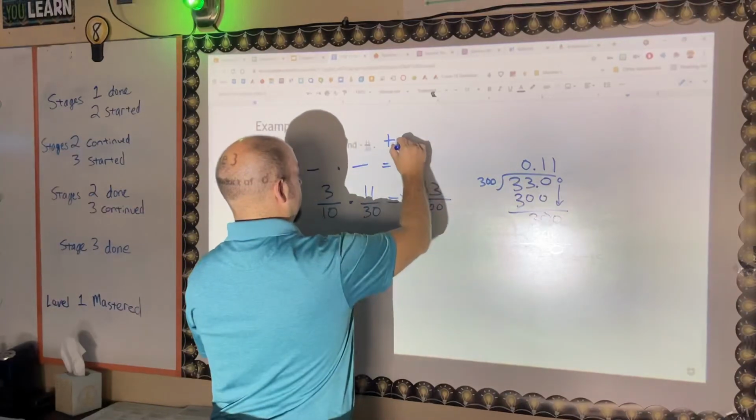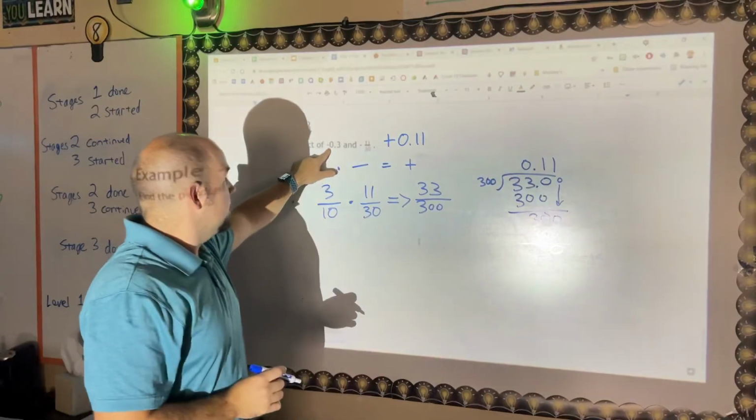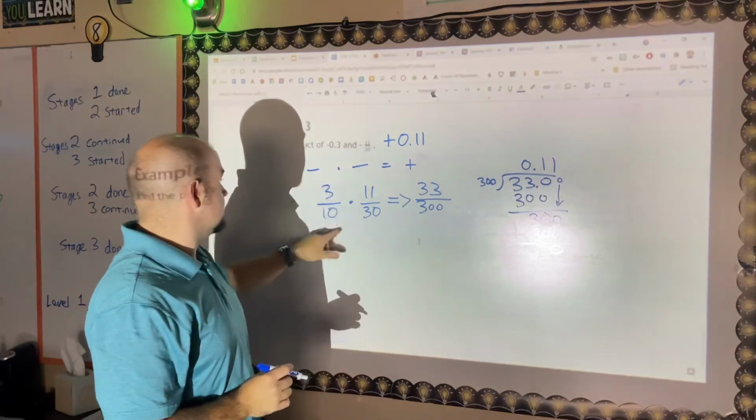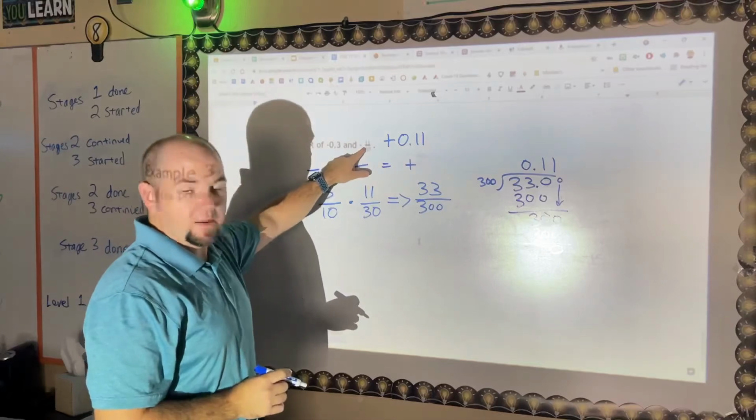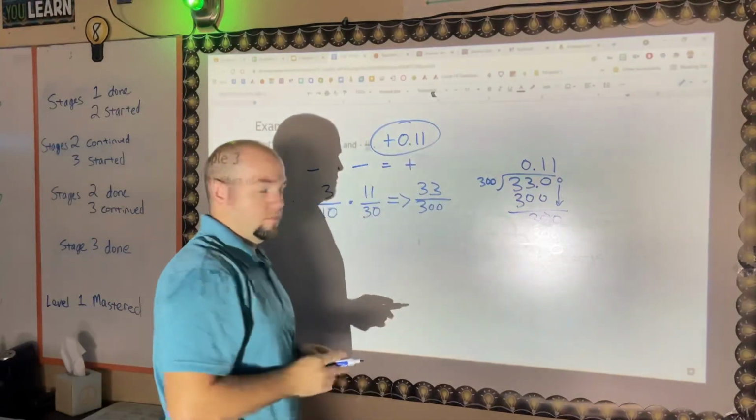So 0.11, or positive. So negative 0.3 times negative 11/30 equals a positive 11/100.